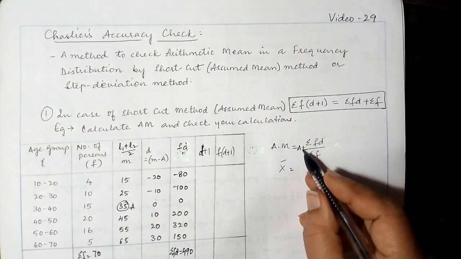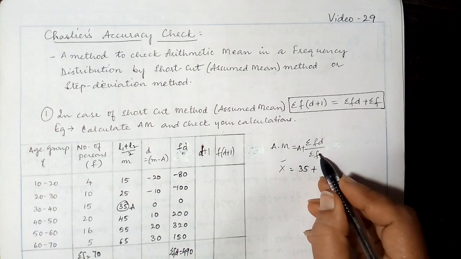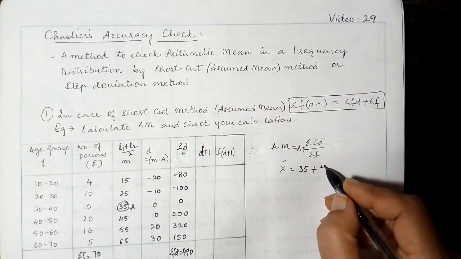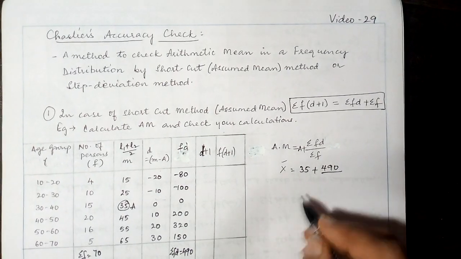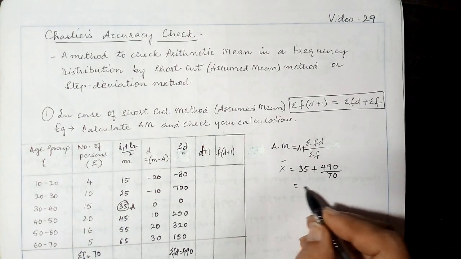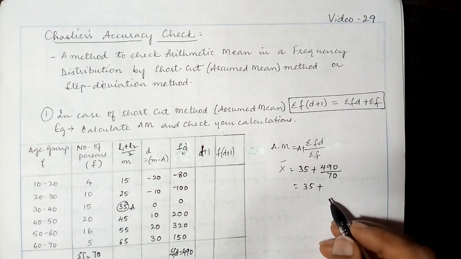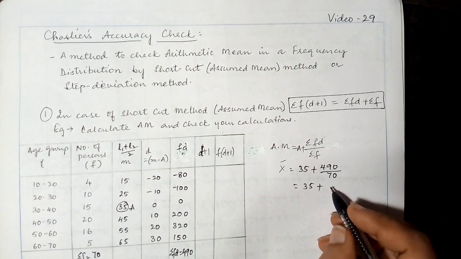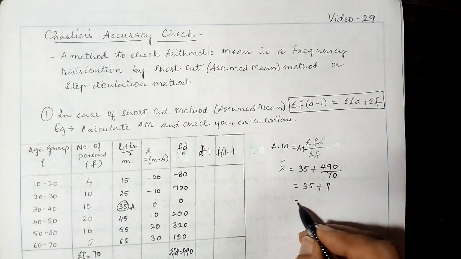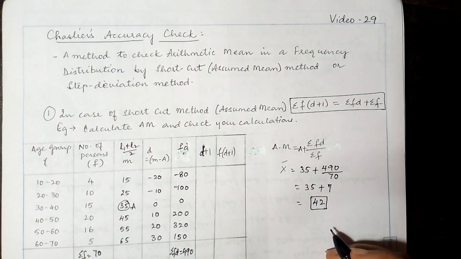Now what was the assumed mean? A is equal to 35. We put 35 plus sigma fd, which is 490, divided by sigma f, which we found out to be 70. So this will be equal to 35 plus, 7 sevens are 49, so you get a 7 here, which is equal to 42. So 42 is our mean mark.